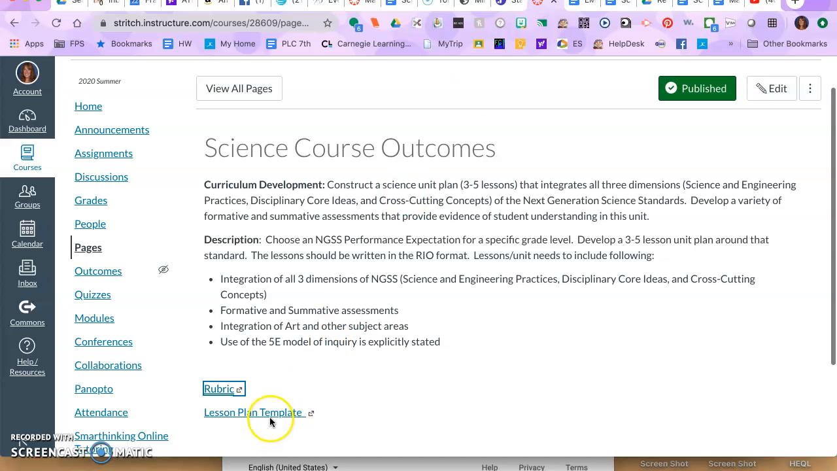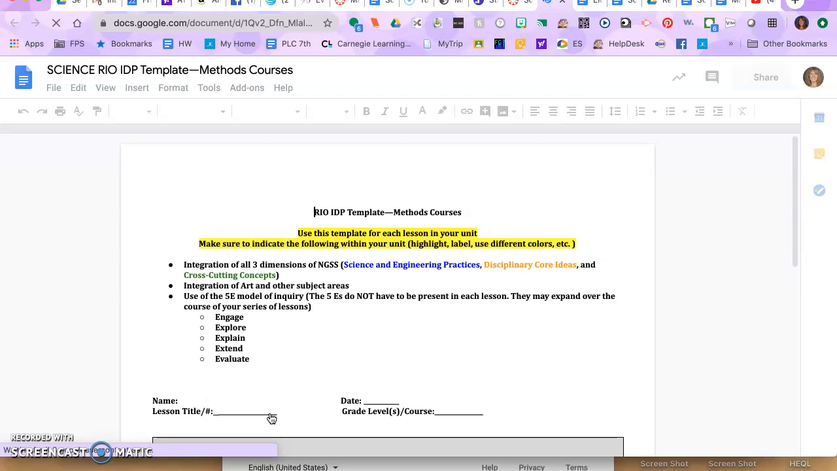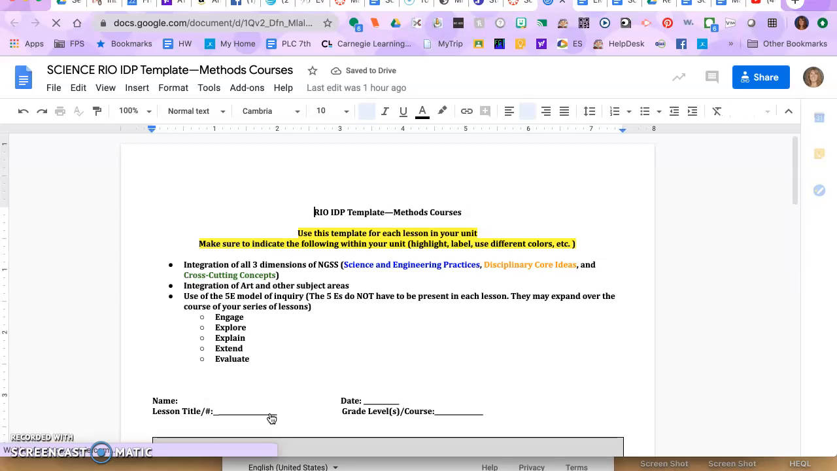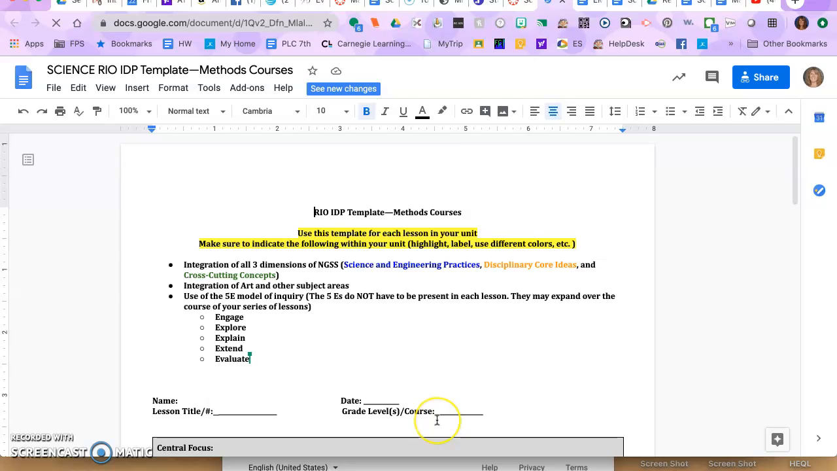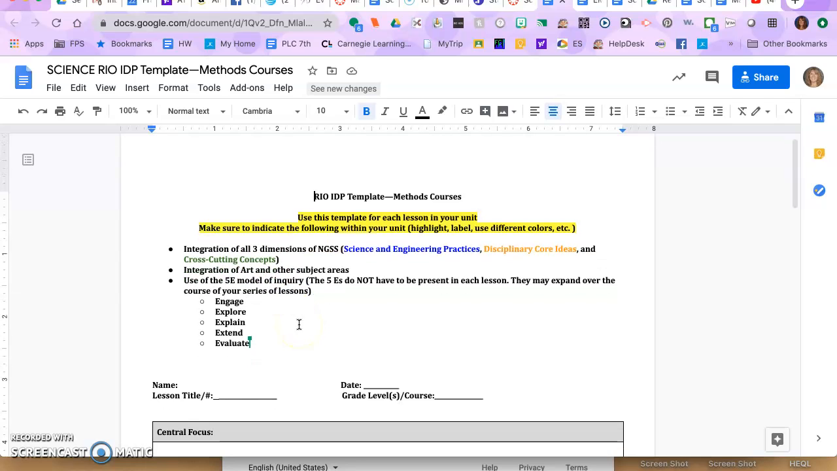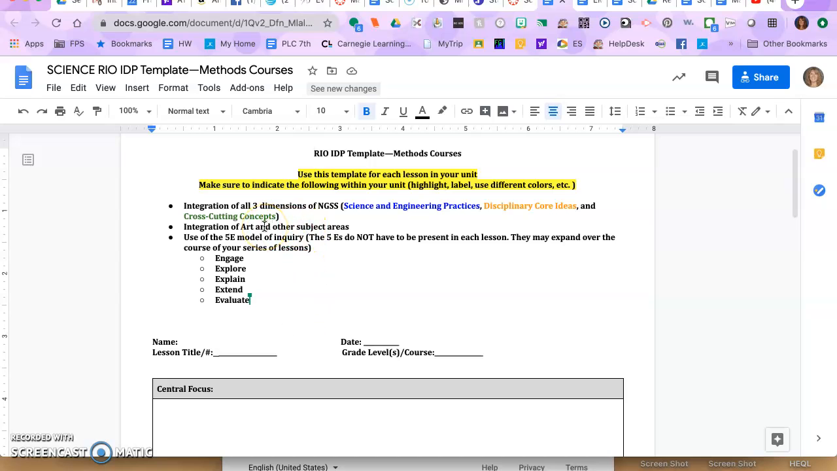You are also required to use this lesson plan template. This is the template for all of the methods courses. So please, I did add some information so you don't forget to use this template for each of your plans. Make sure you indicate where the science and engineering practices are, the disciplinary core ideas, and the cross-cutting concepts. So somehow you can indicate those throughout your lesson plans. Also indicate where you have integration of other subject areas and where you have used the 5E model.